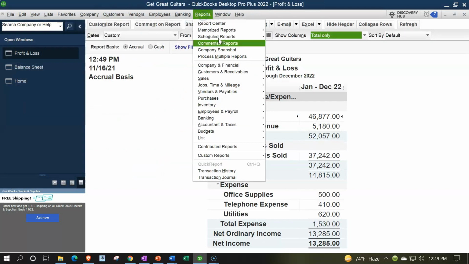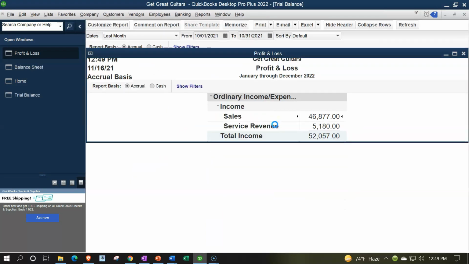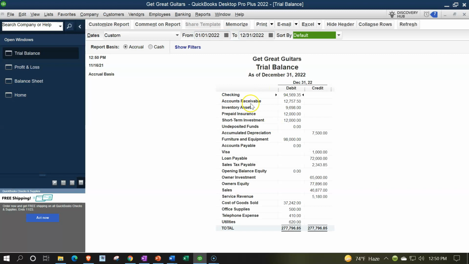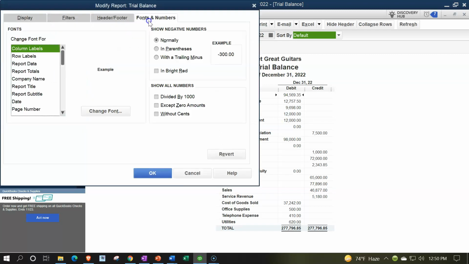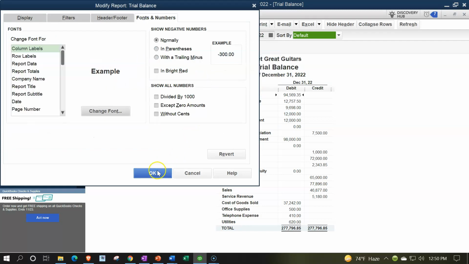One more time with the reports drop down, accounting and taxes with the trial balance this time, the trusty TB, range change 010122 123122. Customizing that report, fonts and the numbers, changing that font to the number of 14. Okay, yes please, and okay.